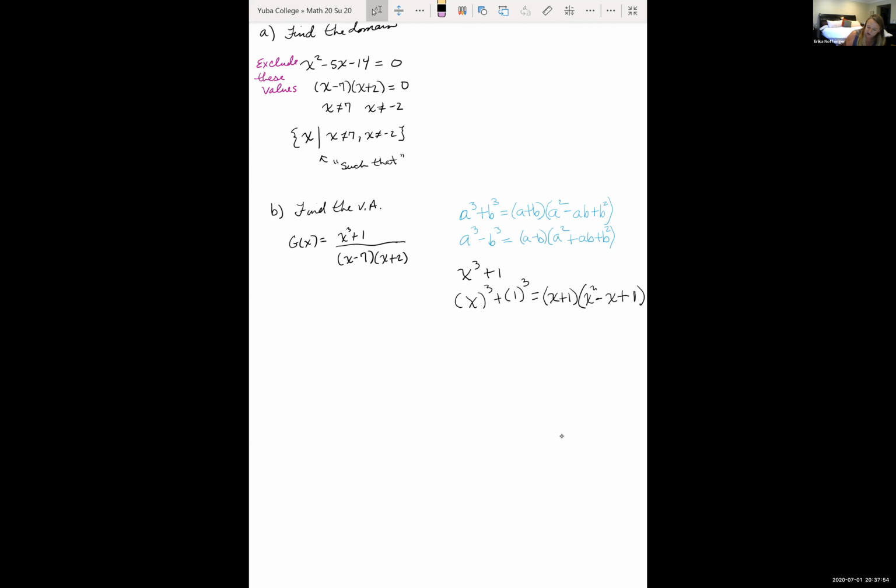Okay, so vertical asymptote then, only values that set the denominator equals 0 are x equals 7, and x equals plus 2 is 0 at -2.